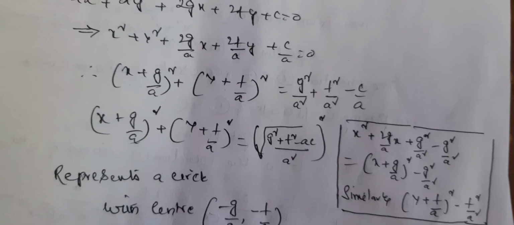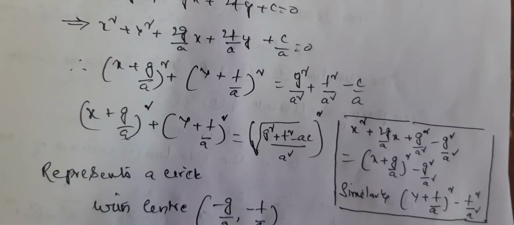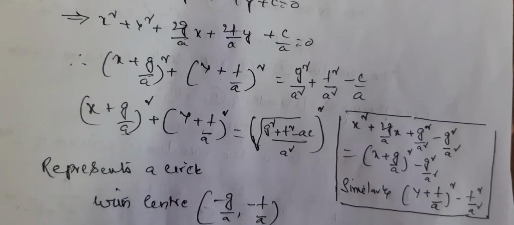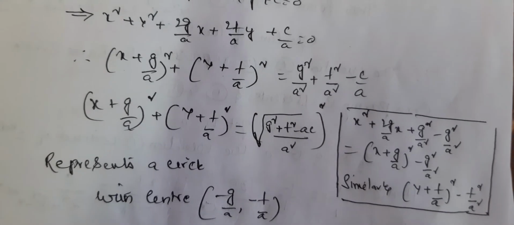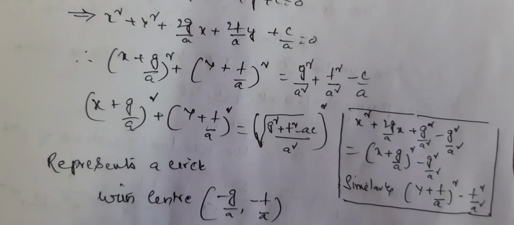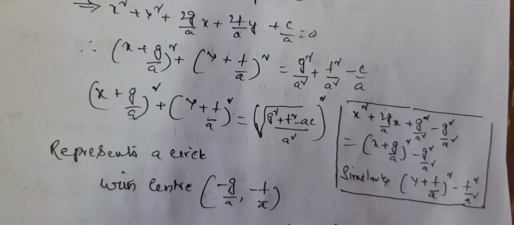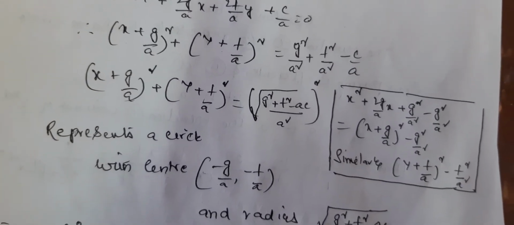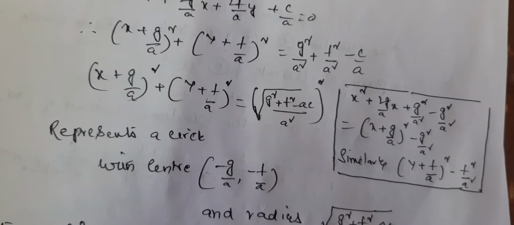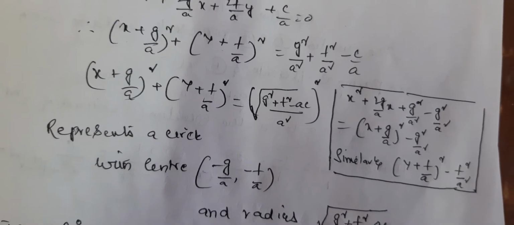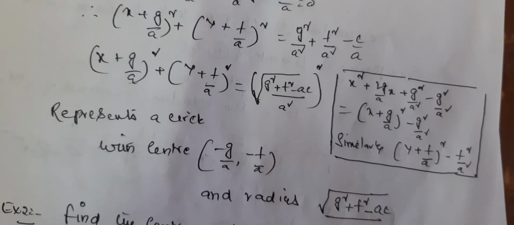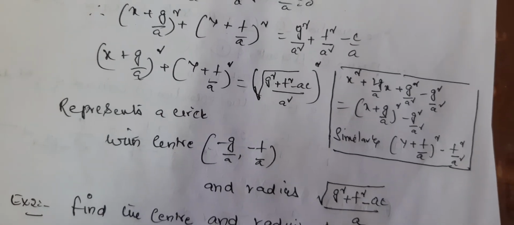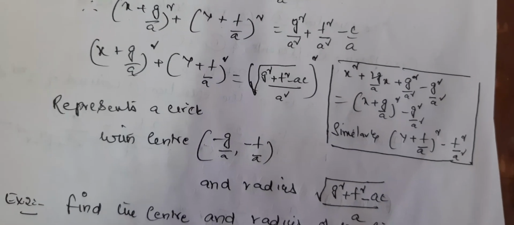So this seems to be the equation of a circle like x minus h whole square plus y minus k whole square is equal to r square. So here h is minus g by a and k is minus f by a. So the center becomes minus g by a, minus f by a, and the right side, square root of g square plus f square minus ac by a, whole square represents r square. Hence the radius is square root of g square plus f square minus ac by a.